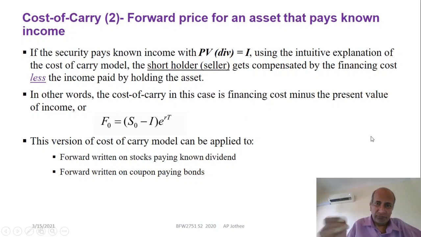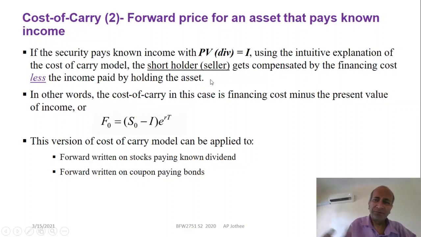This can happen, it can be a 6 months contract, and this present value of the dividend could be 3 months from now. So you have to present value it to 0 first. So present value of the dividend, for example, we use the term I, using the intuitive explanation of a cost of carry model. The short seller gets compensated by financing cost less income paid by the holding asset.